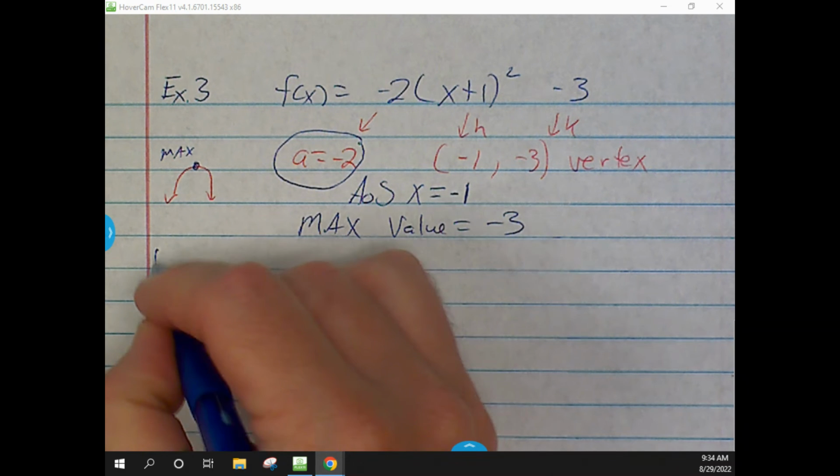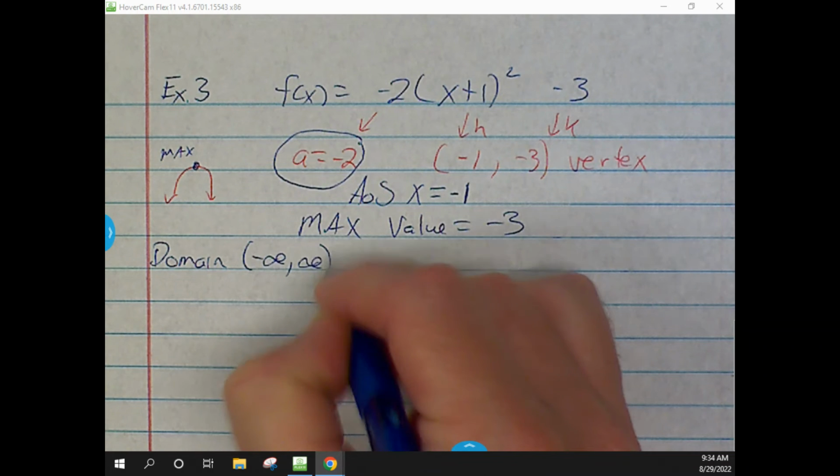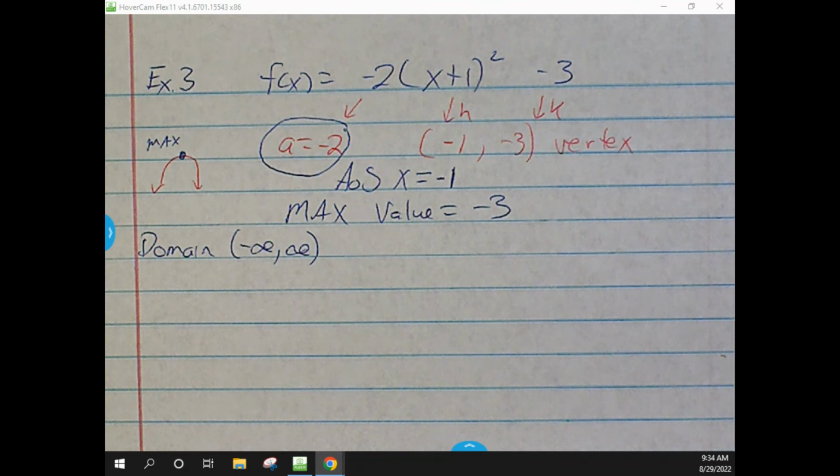Okay. Again, another one that's just domain. A lot of times on this one, they don't even ask you for the domain just because every single time it's always the exact same answer. It's always -infinity to infinity. And so it's like, okay, why don't we keep doing that? Because it's the same thing every time.